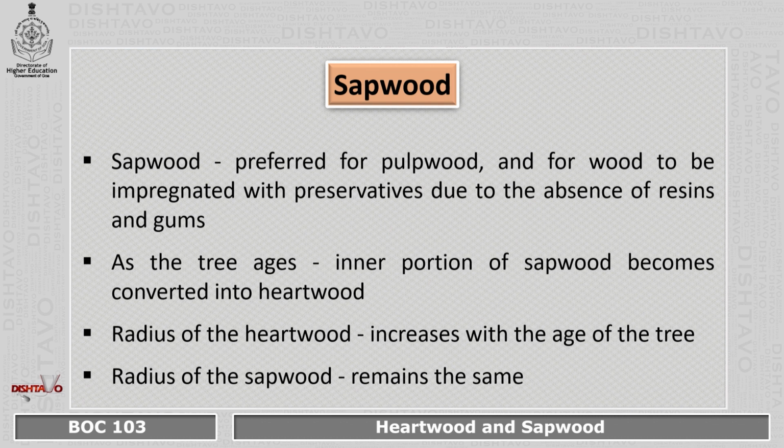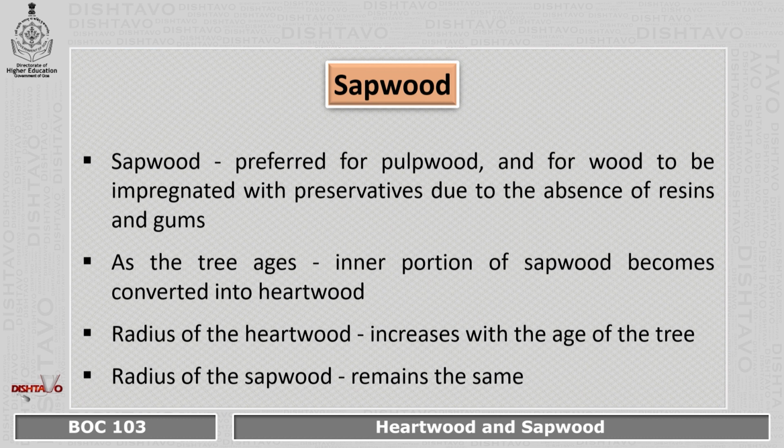As the tree ages, inner portion of sapwood becomes converted into heartwood. During this process, the living cells of the sapwood lose protoplast. Water contents are reduced and the vessels are blocked by tylosis. Tyloses are balloon-like structures or protrusions which extend into the lumen of the vessels. They block the movement of fluids and also of infectious agents such as fungal spores and hyphae, thereby providing hardness and durability to the wood.